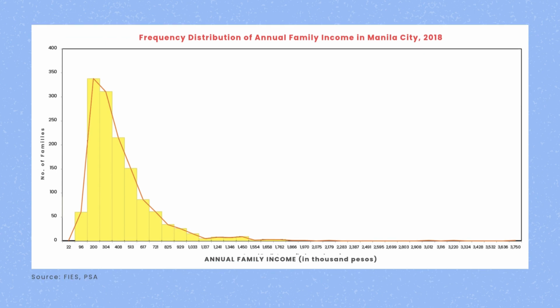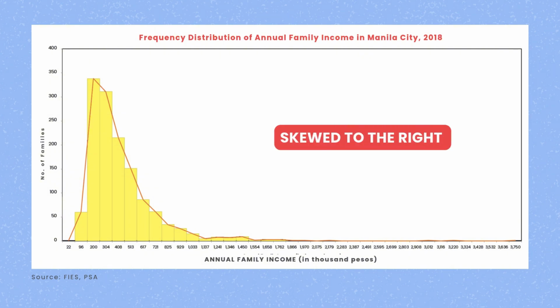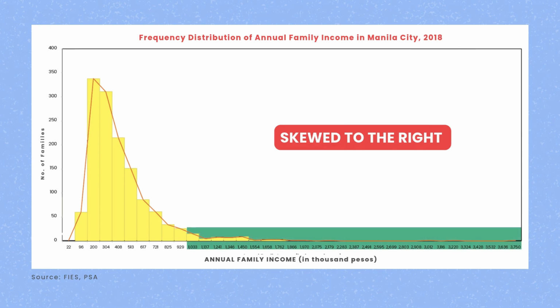Let us have a concrete example. I would like to present to you the graph of the frequency distribution of annual family income in Manila City. What is the shape of the data distribution? This is skewed to the right because you can see the tail here, where the frequencies are fewest, is located on the right. Wherever the tail is positioned, that is the direction of skewness. And we say the distribution is skewed to the right, or positively skewed.